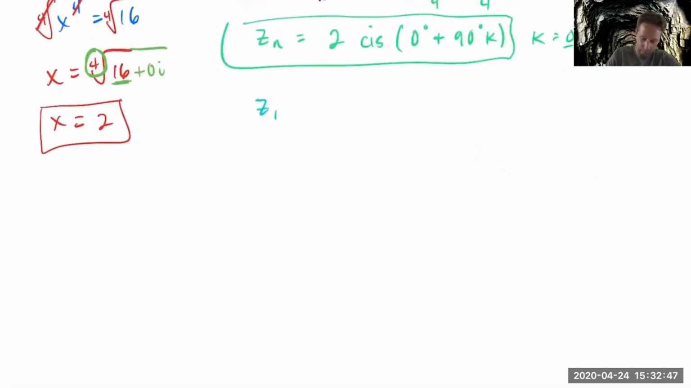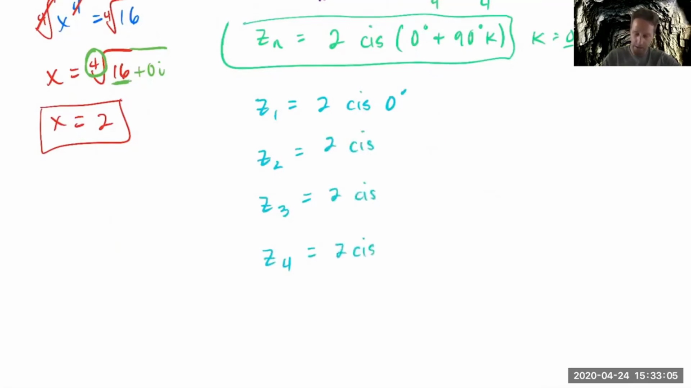So that would yield my first answer of 2 cis 0. And my other 3 also being 2 cis, but then adding that extra 90, 1, 2, and 3 times. So that's pretty easy. Because we start at 0, adding 90 is just going to take us to our quadrantal angles. So that's going to be 90, 180, and 270. Notice we didn't go all the way back around to 360 because we already have that point. So then just taking this and expanding it out, pretty simple.